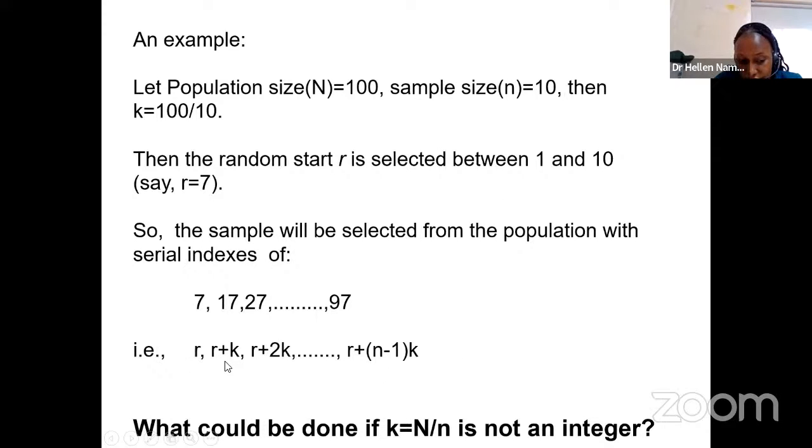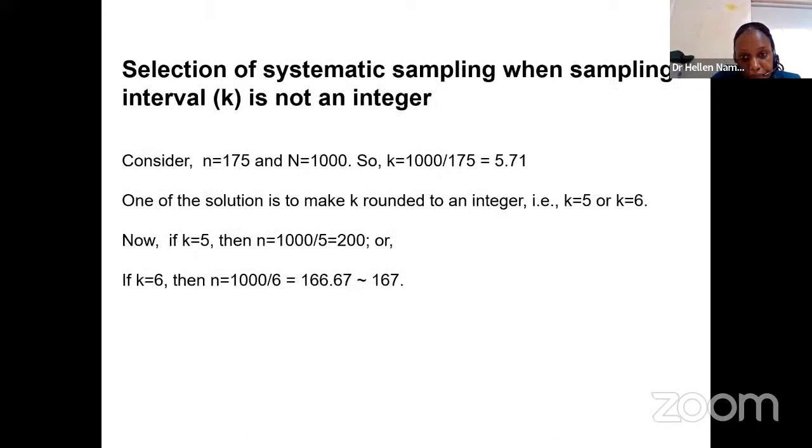So in other words, this is just the generalized formula. The point is our K is equal to capital N, the population size, divided by small n, the sample size that you want to use in your study. But then the question could be, what could be done in case your K is not an integer? Because when you're selecting observations, let's say they are individuals or respondents, you cannot have points. So what happens in that case?